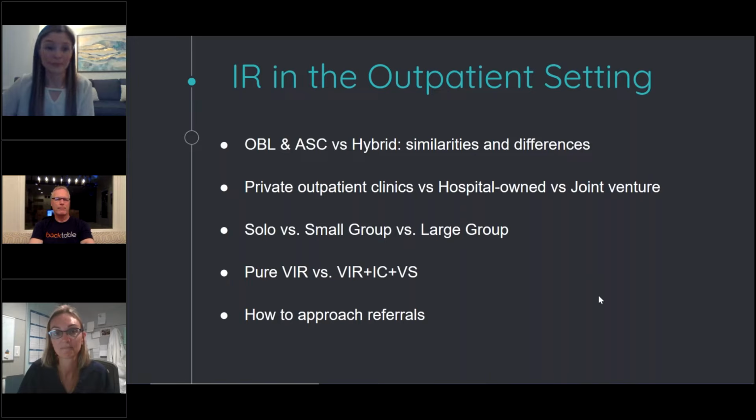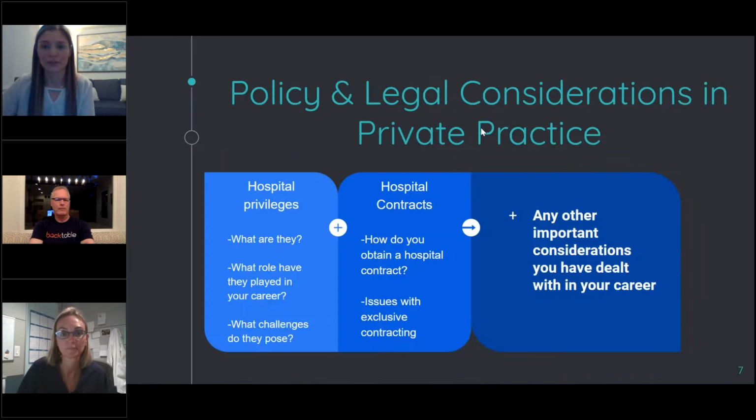Yeah, that makes complete sense. That's a really good point. Kind of leaning more in that direction, you guys touched a little bit on it, but more of the legal considerations when you're going into private practice. How did you approach this, or do you have hospital privileges, and how would you approach a hospital contract in an OBL, or do you need one?